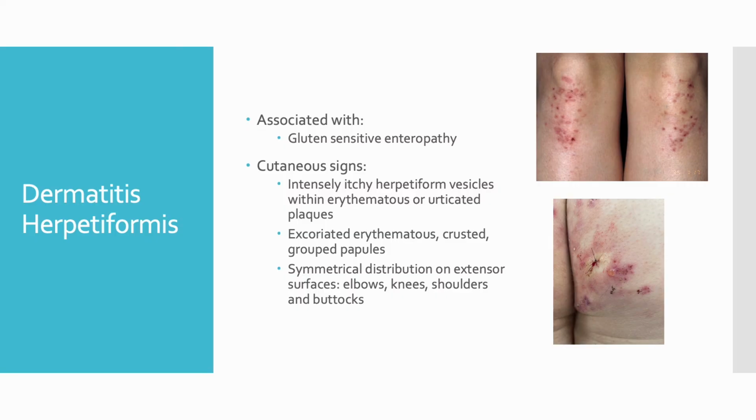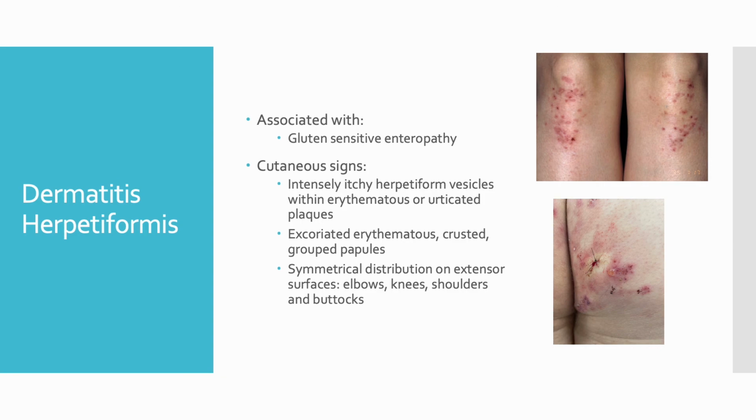So intense itching, excoriated lesions on the elbows and knees. You may be lucky to find blisters, but the clue is the distribution. It's symmetrical: elbows, knees, scalp, beard area, sacrum, buttocks. Always associated with gluten-sensitive enteropathy.